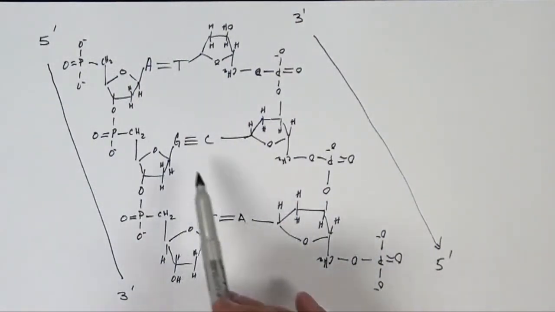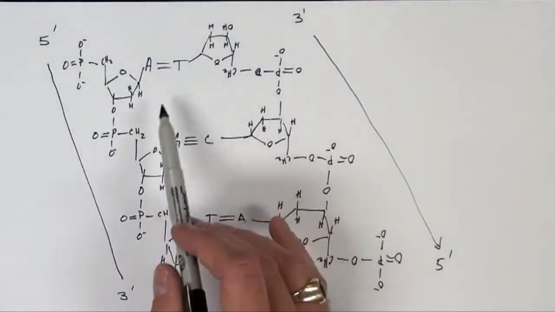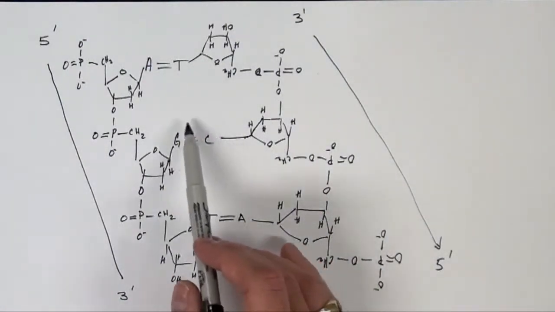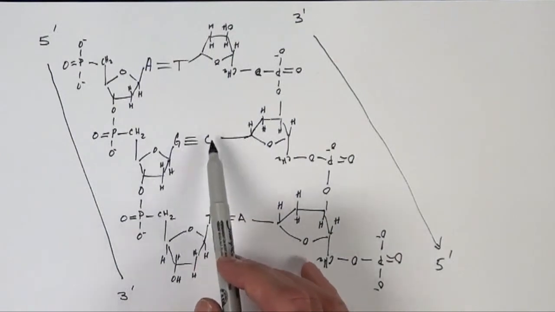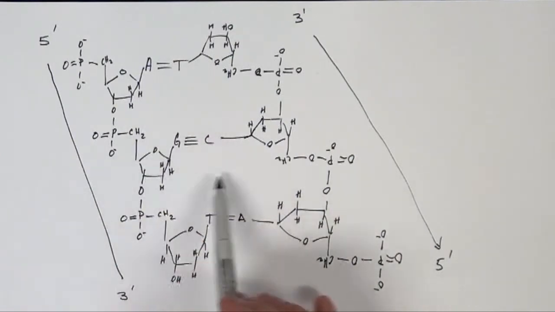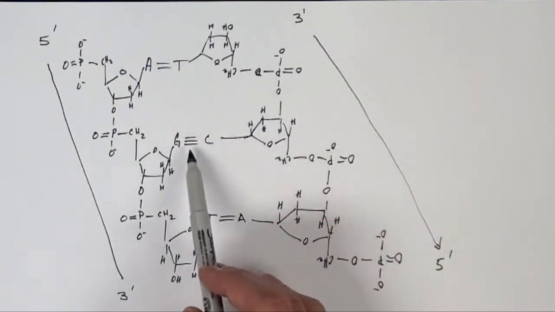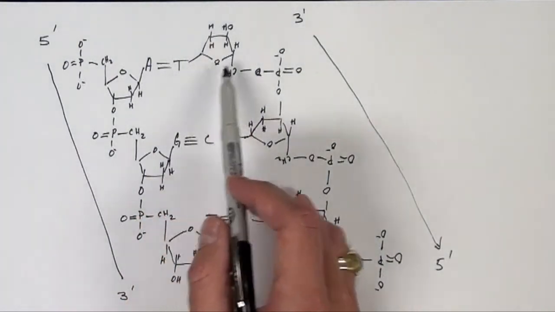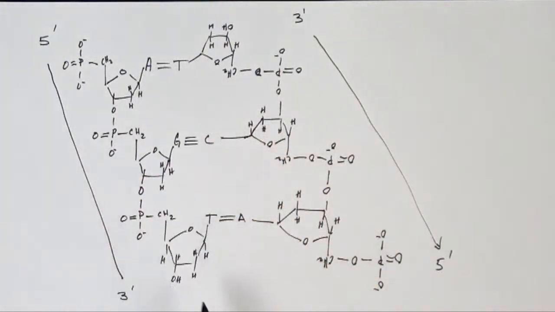The two strands are connected with hydrogen bonds between the nitrogenous bases. And typically what we see is between the G's and the C's, the guanine and the cytosine, this is what we call a base pair. We have three hydrogen bonds. And what happens between an adenine and a thymine in this base pair is two hydrogen bonds.